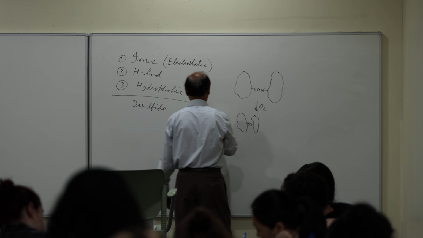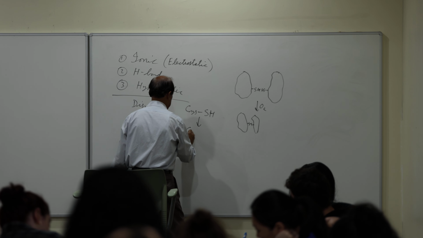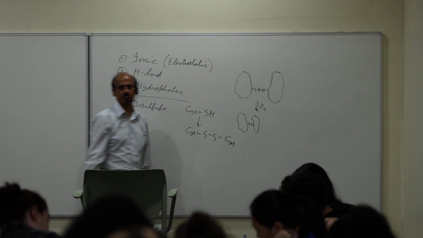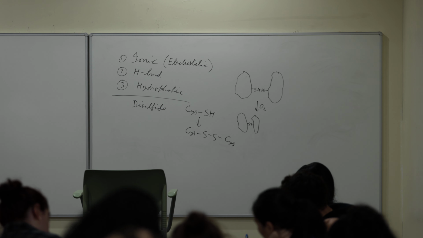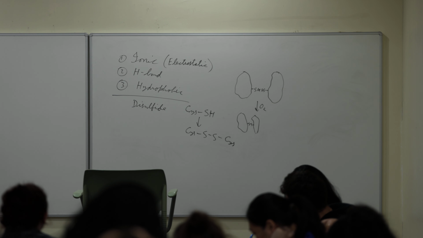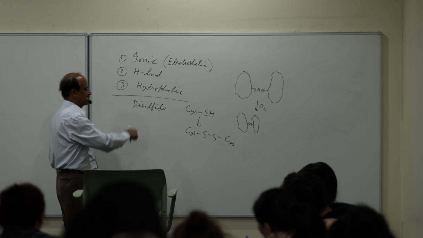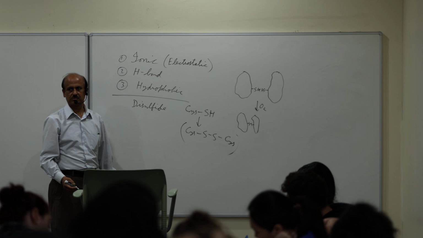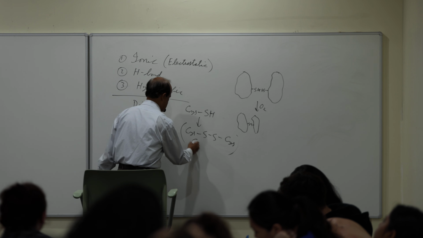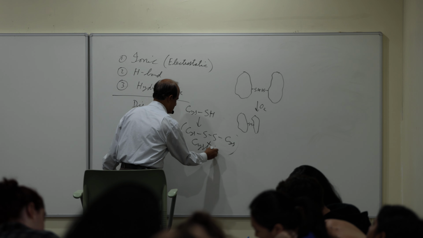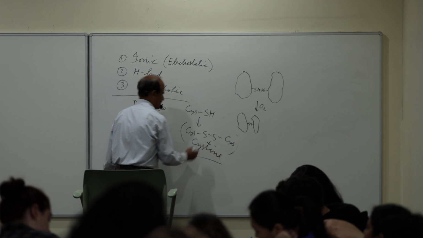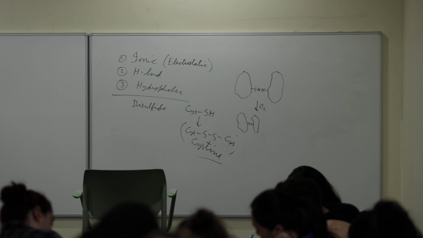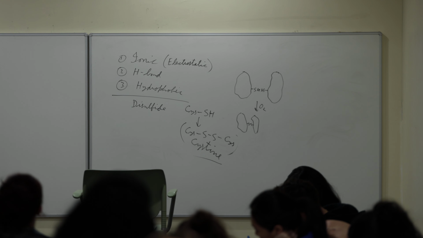So it forms a cysteine-cysteine bond. This is called a disulfide linkage, and this species, two cysteines bonded through S-S, has a special name. It's called cystine, almost the same in spelling except T-I-N-E. Cystine refers to two cysteines bonded together with a disulfide linkage.